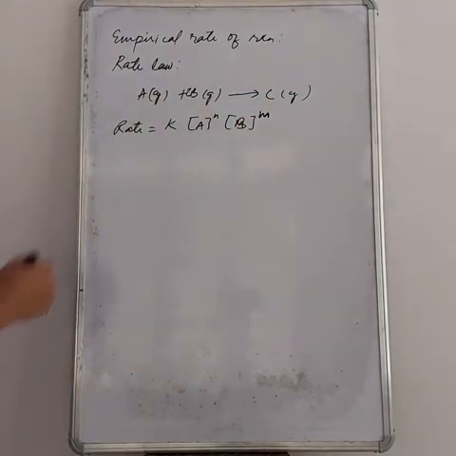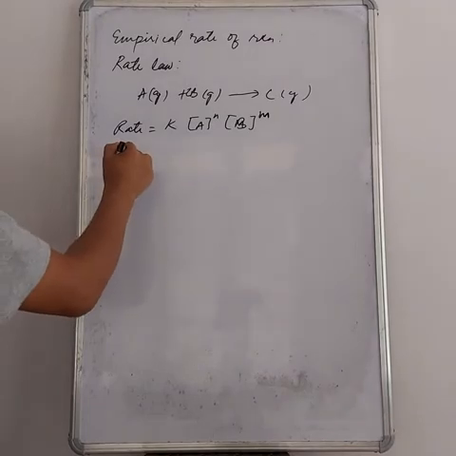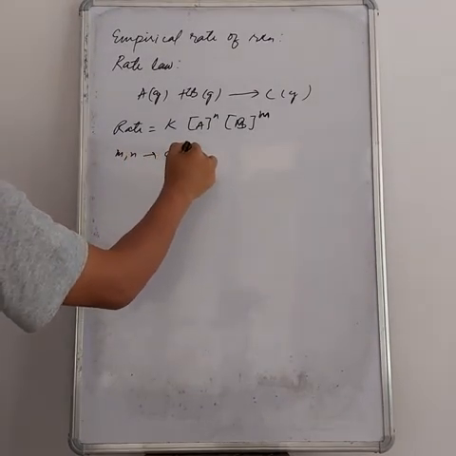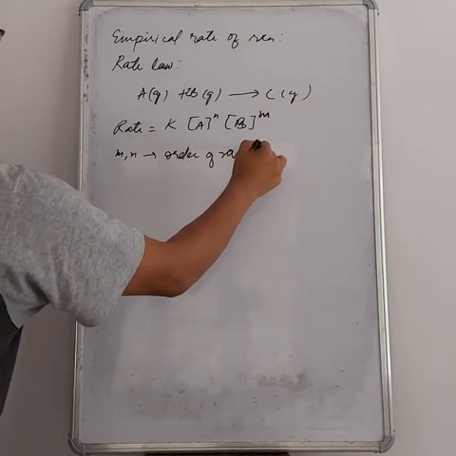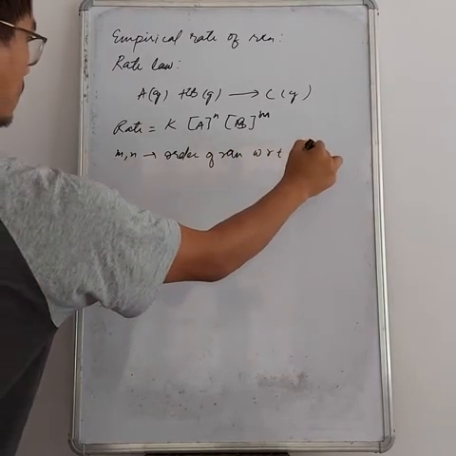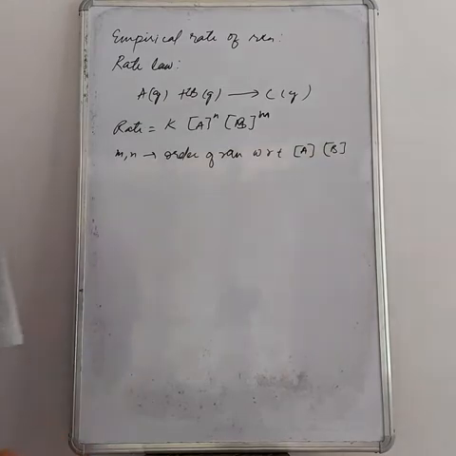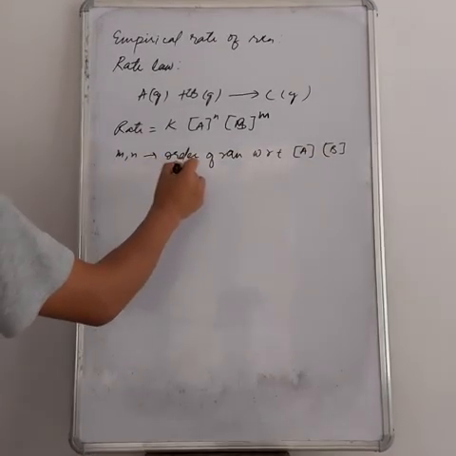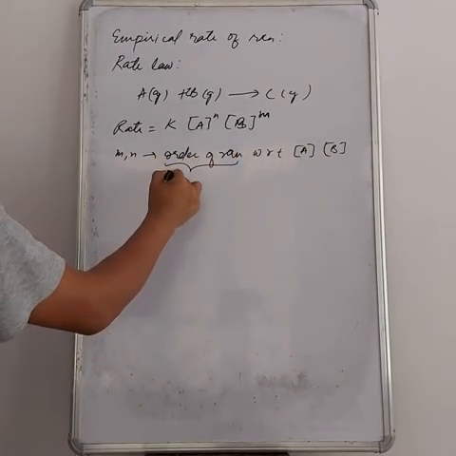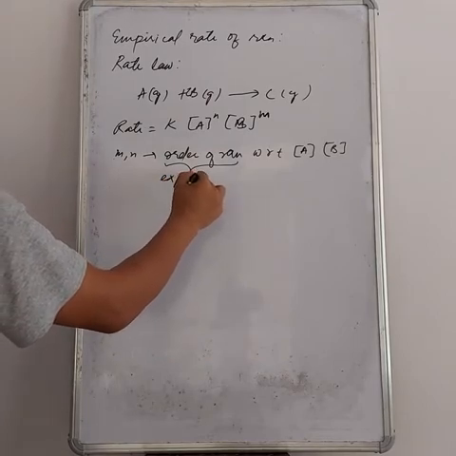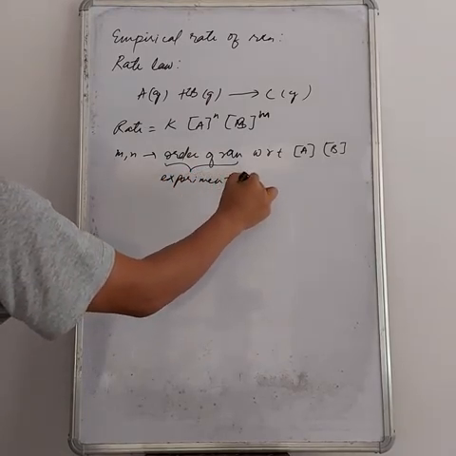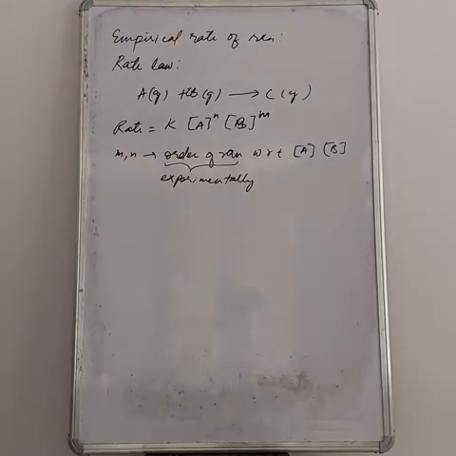So this is our rate constant, okay? And this m and n are the order of a reaction. Order m and n are the order of the reaction with respect to the concentration of A and B. And this order, we determine it experimentally.